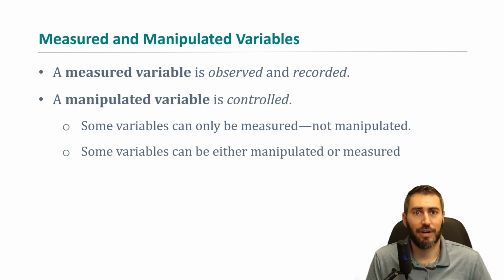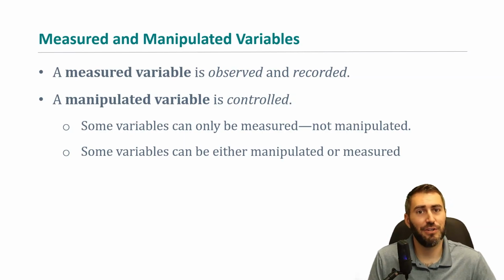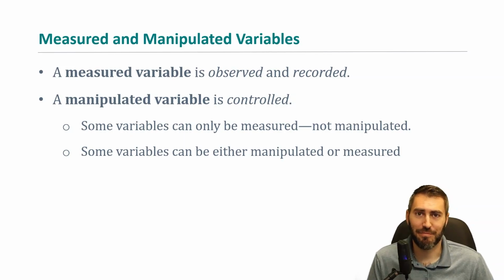Manipulated variables, on the other hand, are controlled. They're ones that we actually have some influence on, and we have some manipulation to affect the outcome of these variables. So we control them in some way. So some variables can only be measured. They are not able to be manipulated, though some variables we can do both, right? We can either measure or manipulate and do some levels of both. So we'll talk about each of these as we go through this as well.